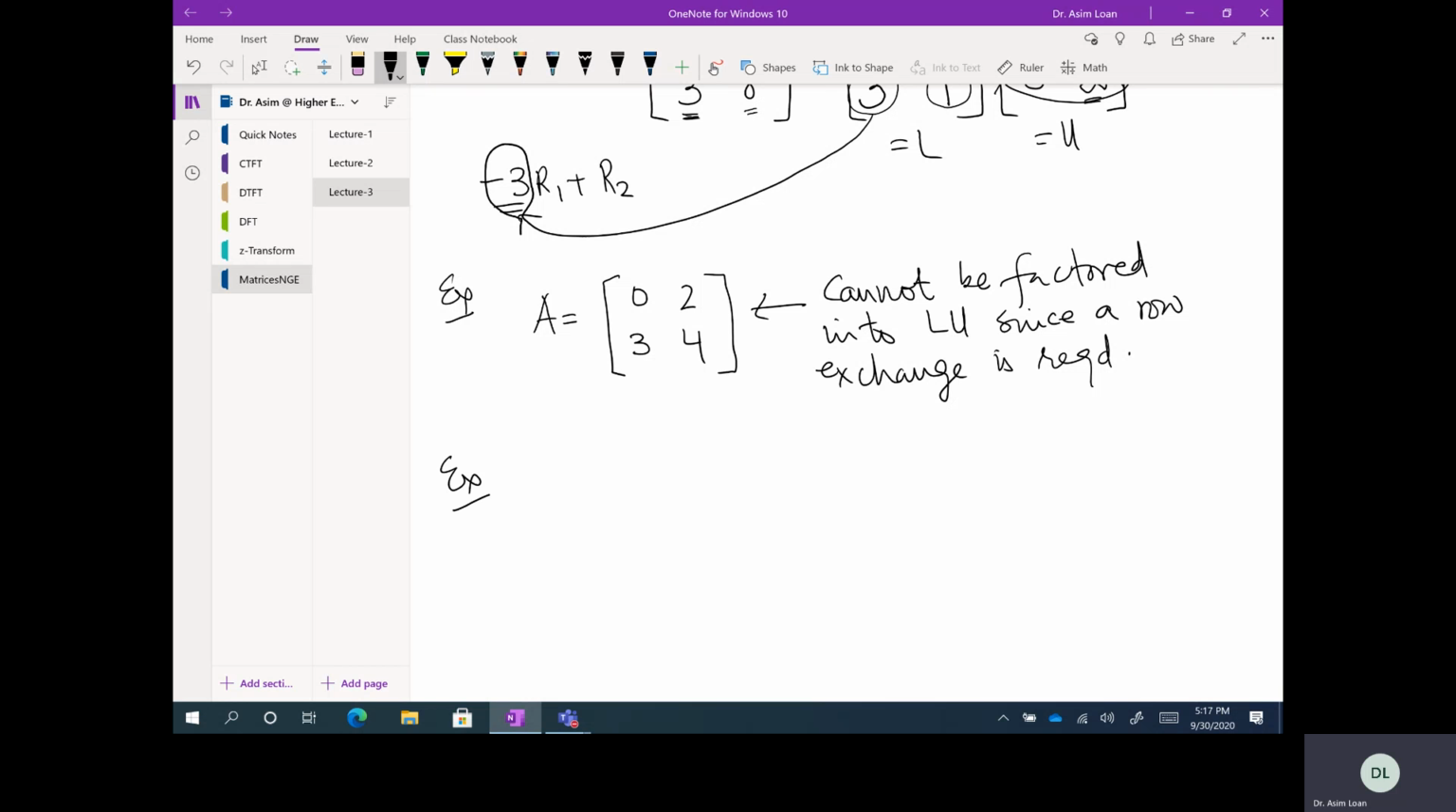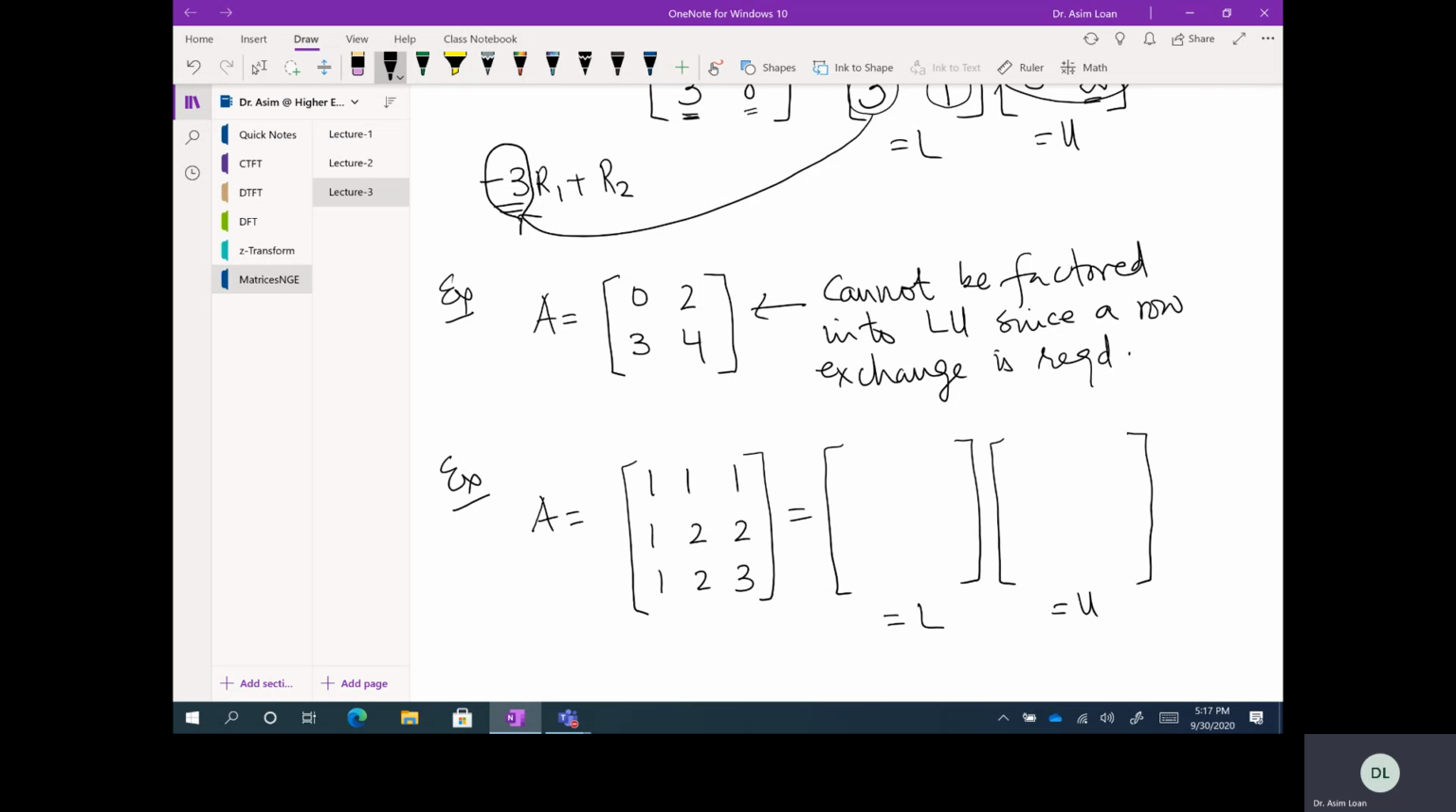Okay. So A equals 1, 1, 1, 1, 2, 2, 1, 2, 3. This I can write in terms of L and U. The first row is the same. Here the first row is this one, second row is this one, third row is this one. To get rid of this one, and this one, I need to do minus row 1 plus row 2, and minus row 1 plus row 3. Because of this minus here, this will become a plus here, and a plus over here. And when we do this computation, minus row 1 plus row 2 gives 0, 1, 1, and minus row 1 plus row 3 gives 0, 1, 2.